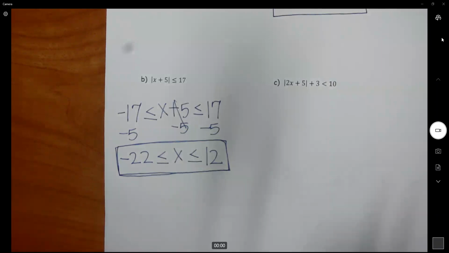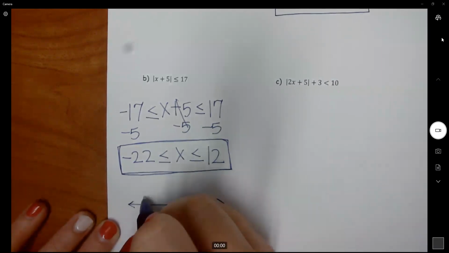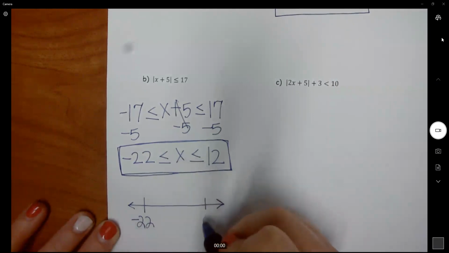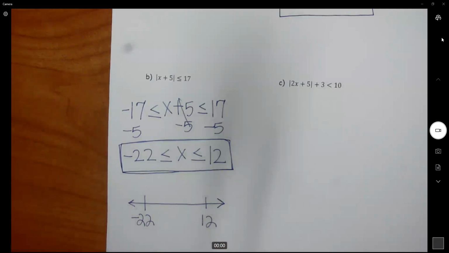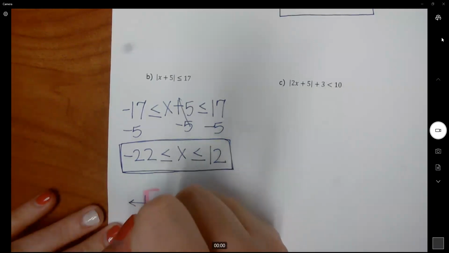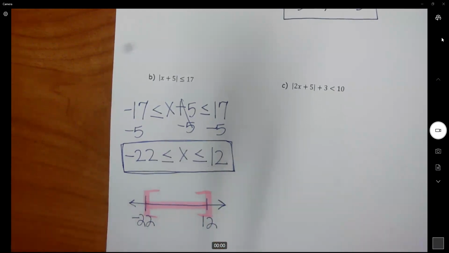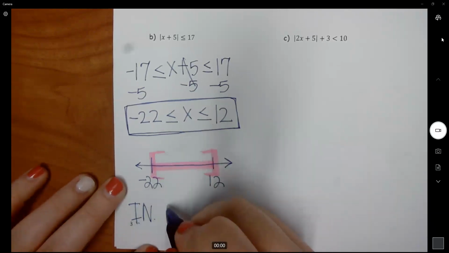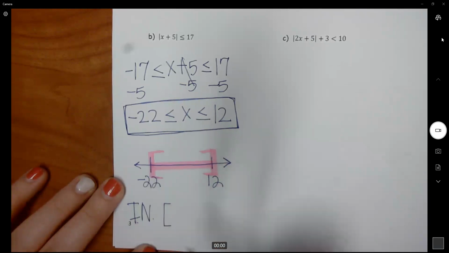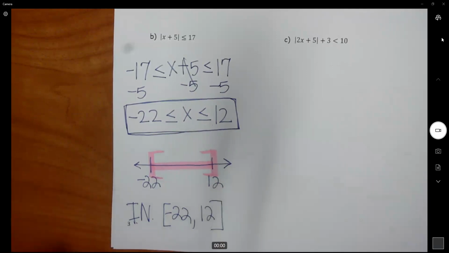I need to express my answer in interval notation as well as graph. So graphing, we have -22 and we have 12. They both are less than or equal to, which means they both get brackets. And we're talking about everything here in the middle. So in interval notation, it looks like this: bracket -22 to 12 bracket.